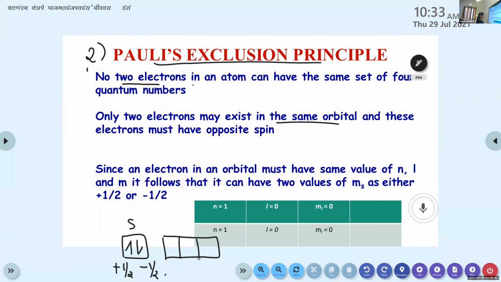And in each one the maximum capacity is 2. So only 2 electrons may exist in the same orbital, and these electrons must have at least opposite spin.